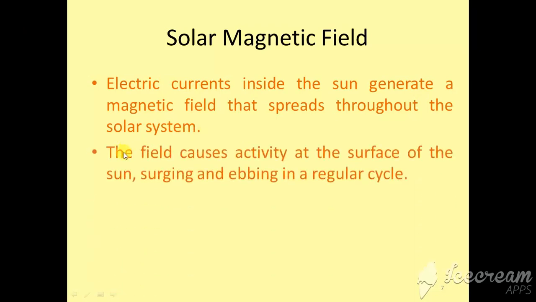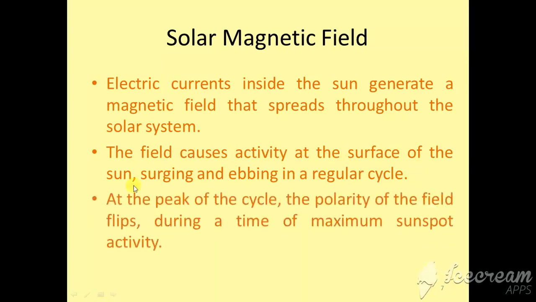How? The field causes activity at the surface of the sun, surging and ebbing in a regular cycle. So the different solar activities are due to this solar magnetic field. I will explain the other things in detail.